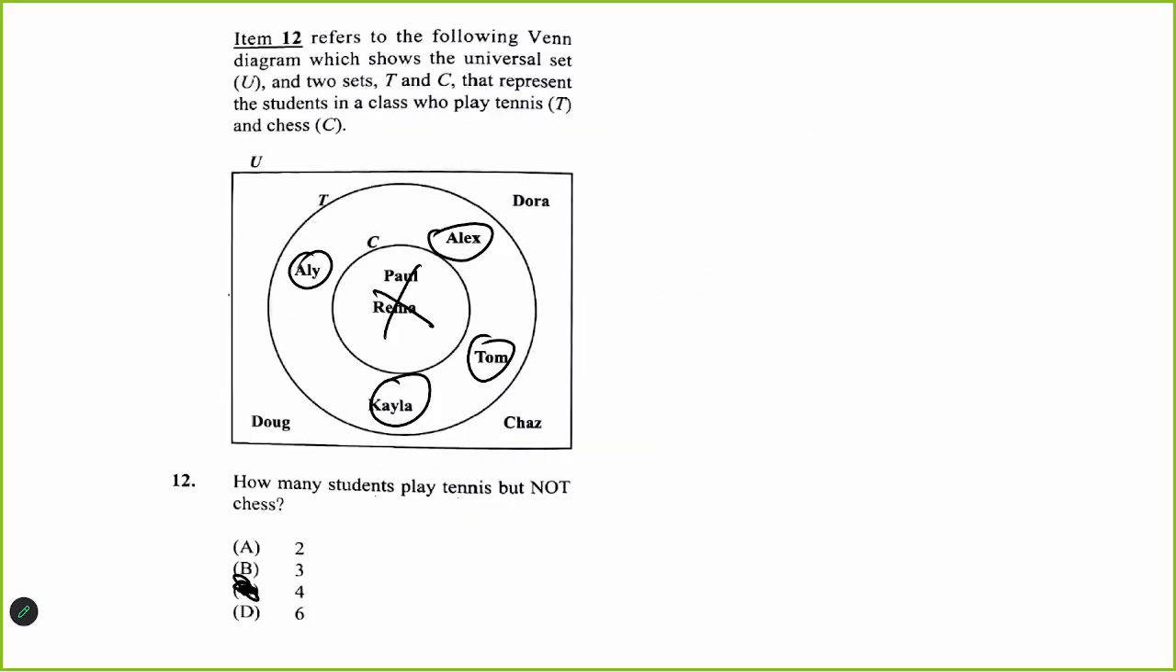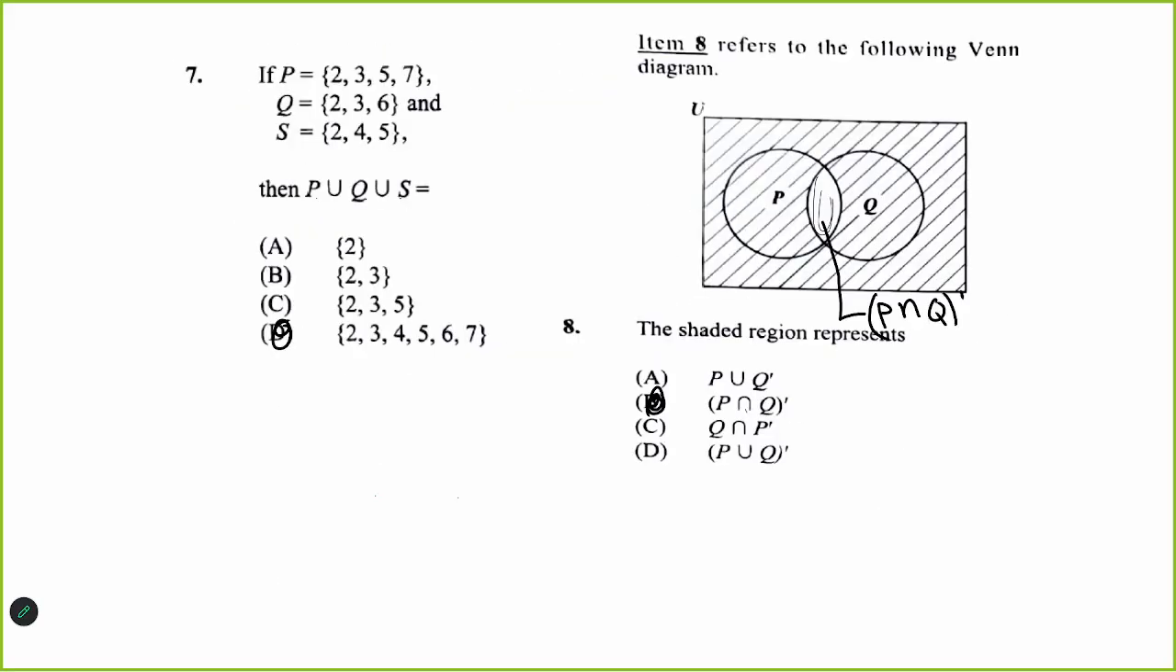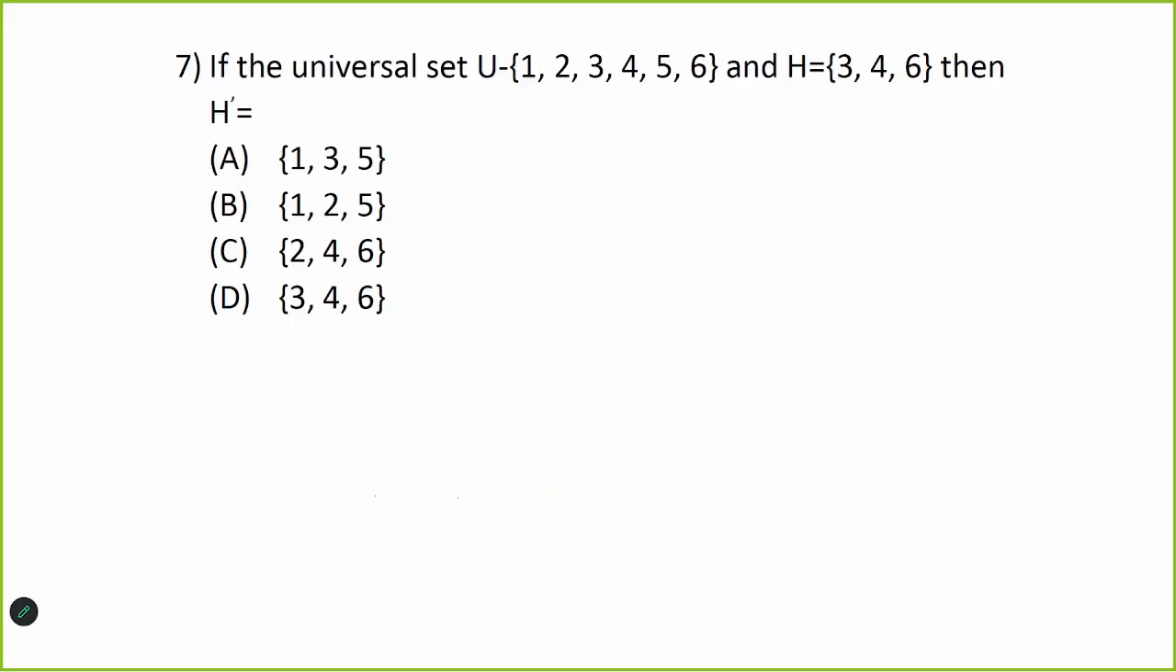And that is the end of May, June 2024. Let's look at January 2024. If the universal set is 1, 2, 3, 4, 5, 6 and H is 3, 4, 6, then H complement means everything outside of it. Cross out the 3, cross out the 4, cross out the 6. Everything left is 1, 2, and 5. 1, 2, and 5, so the answer is B.